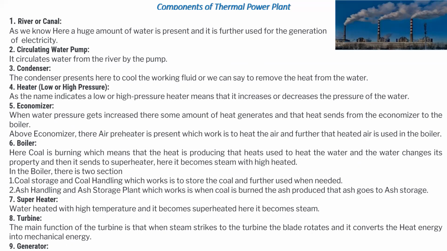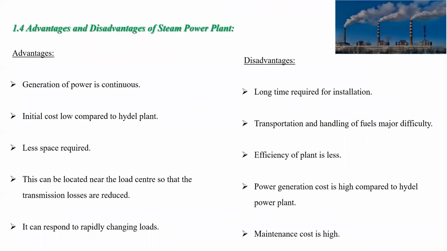Then turbine. The main function of the turbine is that when the steam strikes the turbine, the blades rotate and it converts the heat energy to mechanical energy. And the generator: the use of a generator is that the mechanical energy is converted into electrical energy, that is the electricity.